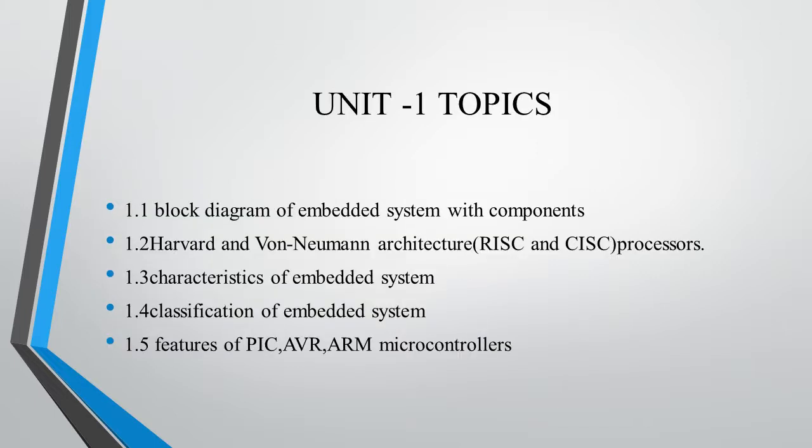In unit 1, the topics we are going to cover are: first, the block diagram of embedded system with components; second, hardware and von Neumann architecture, which includes RISC and CISC processors; third, characteristics of embedded system; fourth, classification of embedded system, that is small scale as well as large scale embedded system; and last, the features of PIC, AVR and ARM microcontrollers.